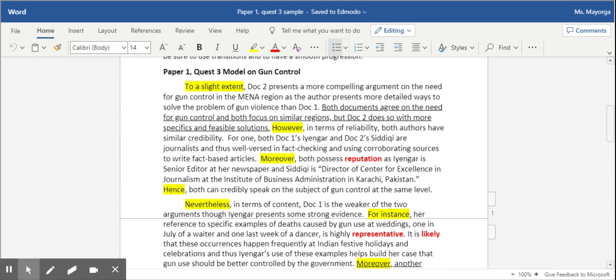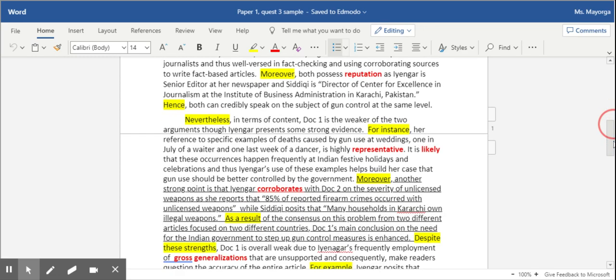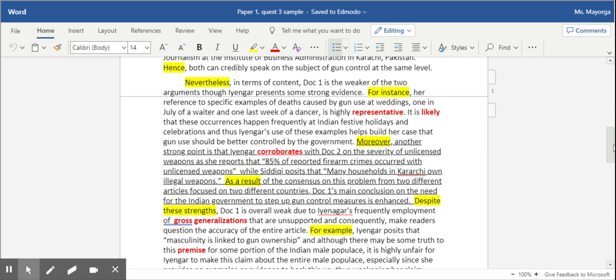So notice, for example, here in the first body paragraph, I mentioned that both arguments on this passage on gun control pretty much argue that there is a need for gun control. So they're on the same side. And one focuses on India, one focuses on Pakistan, so they're in the same region. So they have a lot of similarities. So right off the bat, I'm showing the examiner that I can compare the articles. Then I did decide document 2 was the stronger one.